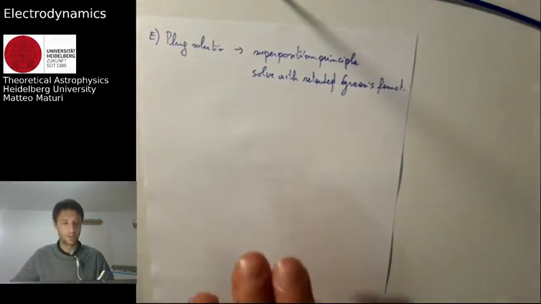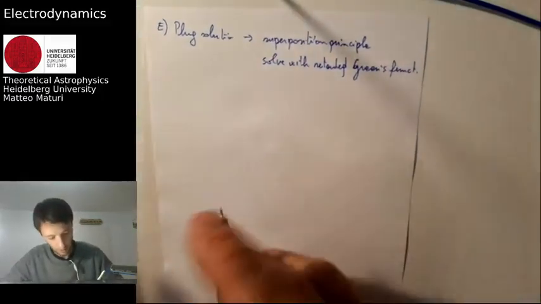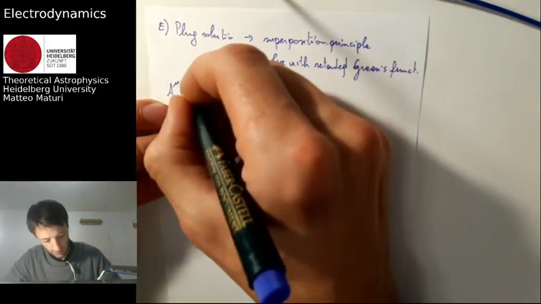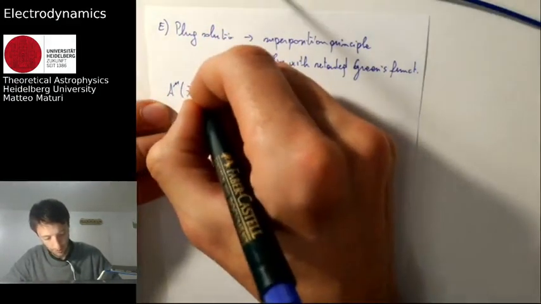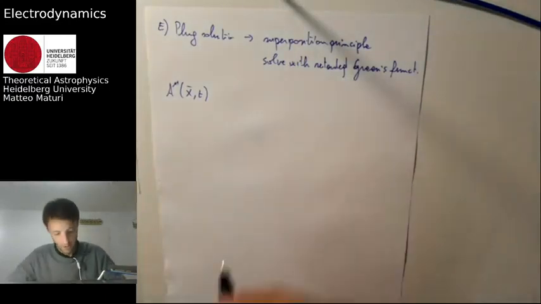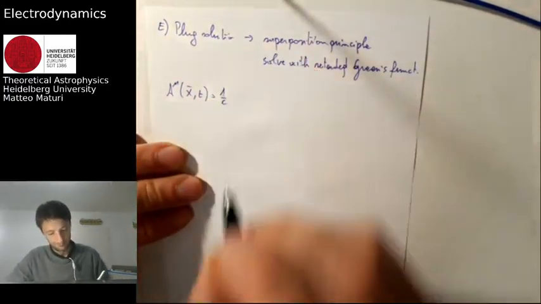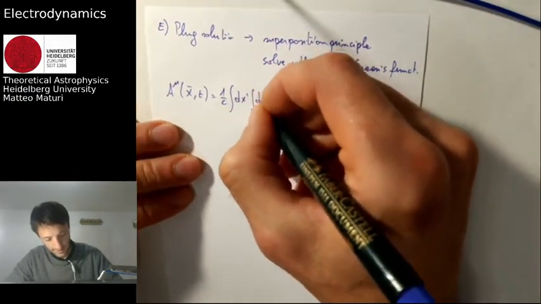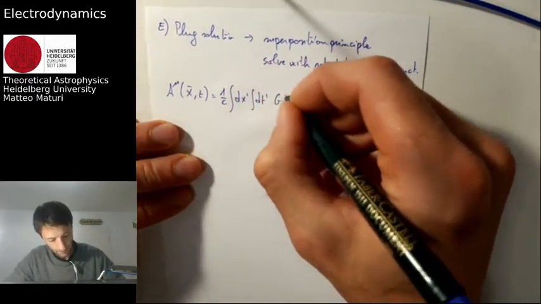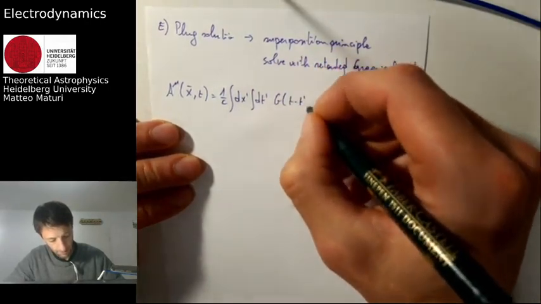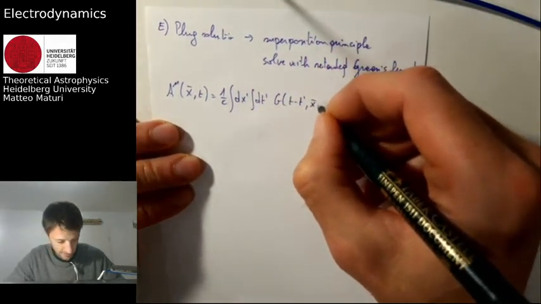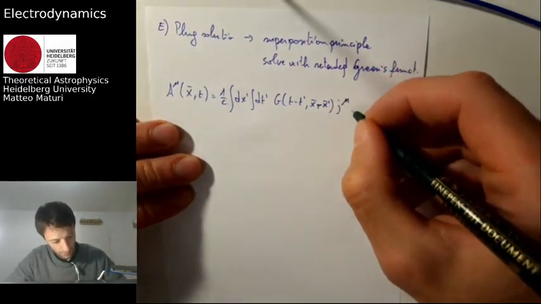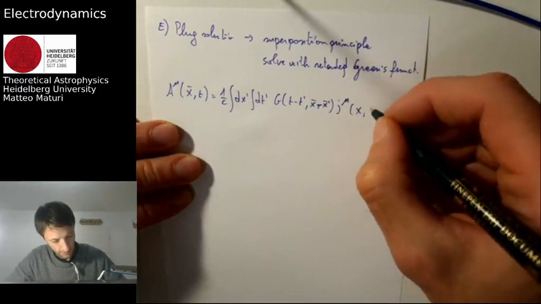Okay, what does it mean? Now I just explain to you term by term how the solution looks like. So our A mu, given for a certain position, given for a certain time, is equal to 1 over c, then we have the integral over the x prime, integral over the t prime of G(t minus t prime, x minus x prime) j mu (x prime, t prime).